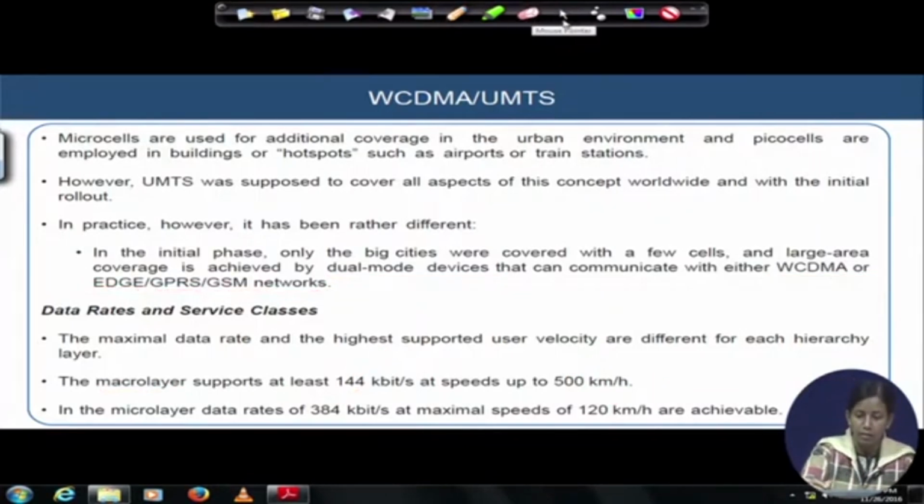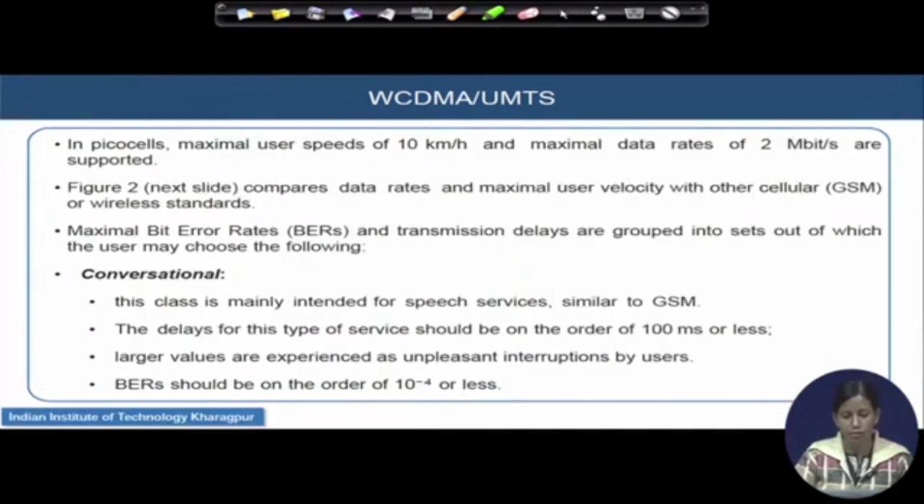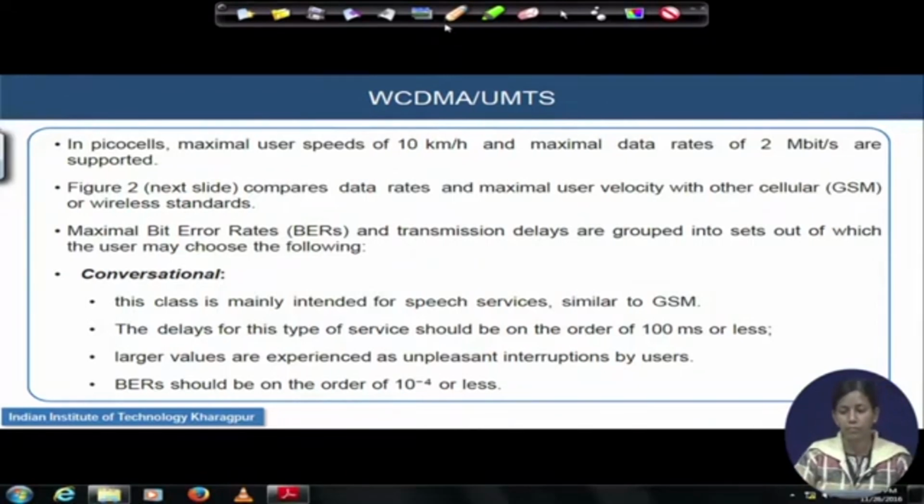Let us see what is the target for the pico cells. In the pico cells, the user speed is maximum 10 kilometer per hour, and hence we promised a data rate of 2 megabit per second, which is basically an indoor environment. So, it is a pedestrian speed that we can expect, or very low speed battery-enabled cars moving inside the airport zone, and there you can avail 2 megabit per second data connectivity.